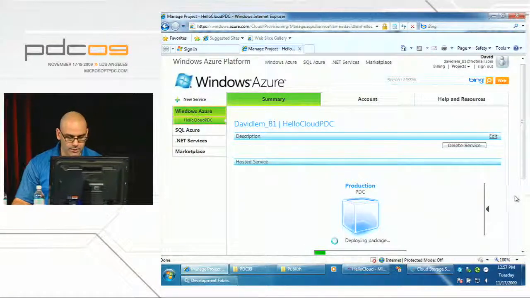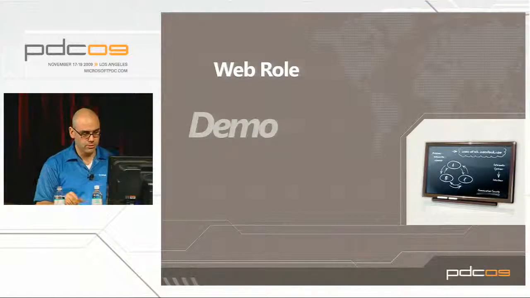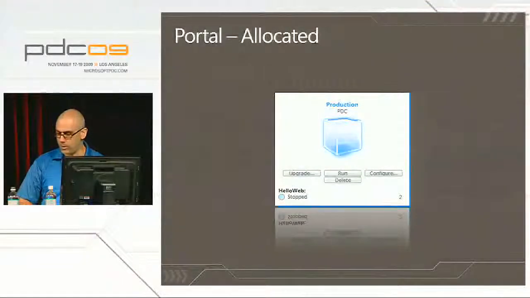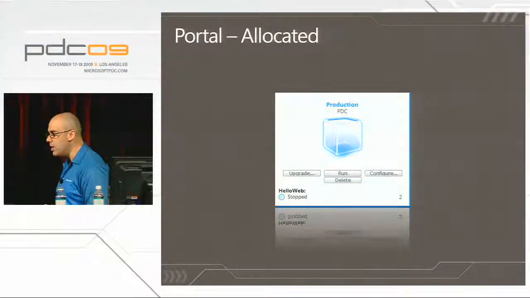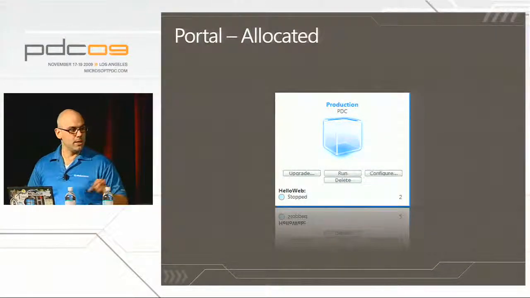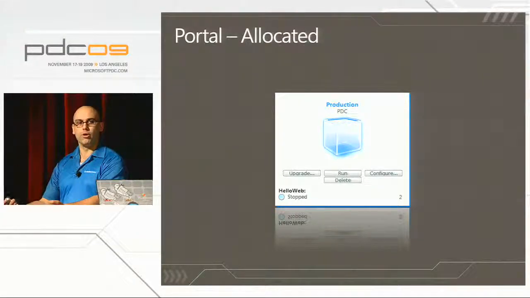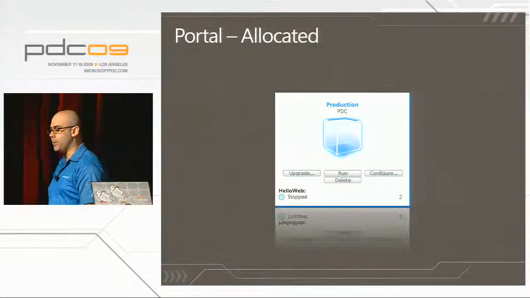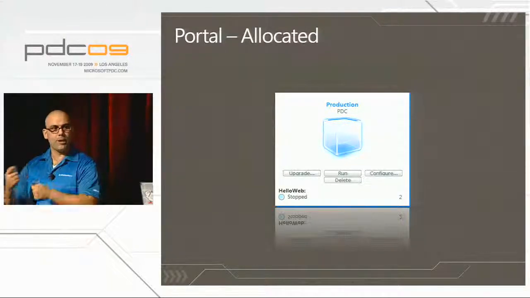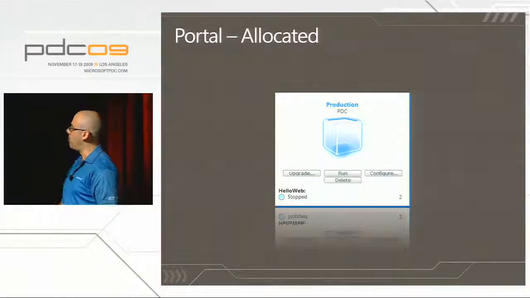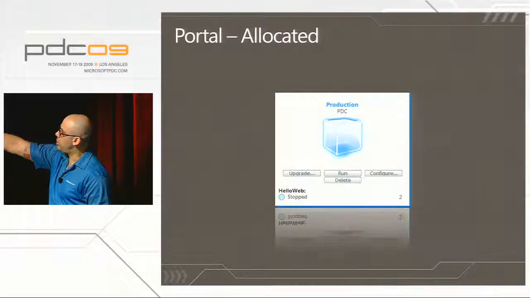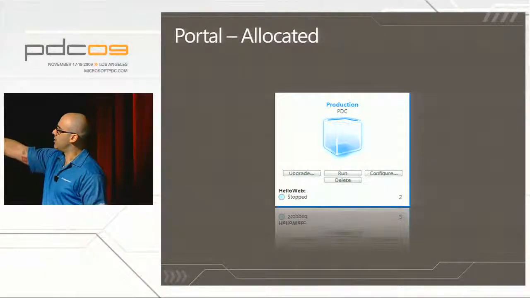So while that's cooking, let's quickly go back to our slide deck and have a look at what we can expect to see. What's going to happen first is we're going to enter this stage which is stopped. That's when we've allocated the project. The package has been uploaded to the portal. It knows some information about what I need. It's allocated that project. But you'll notice that there's a bunch of buttons that appear: upgrade, run, configure, and delete.